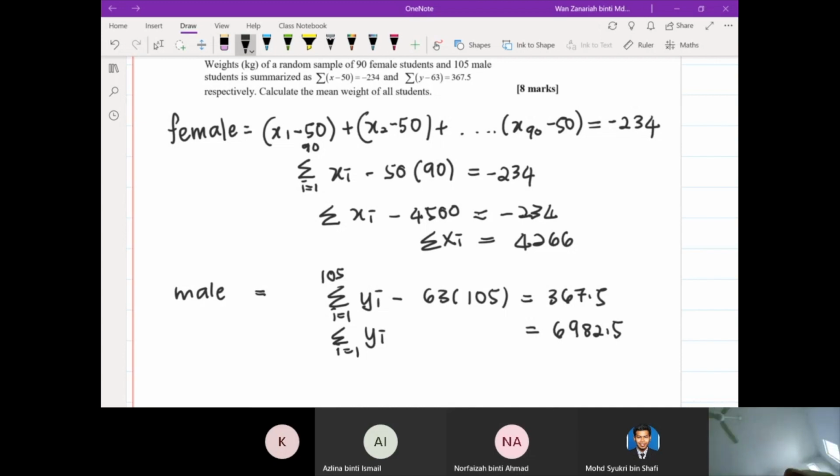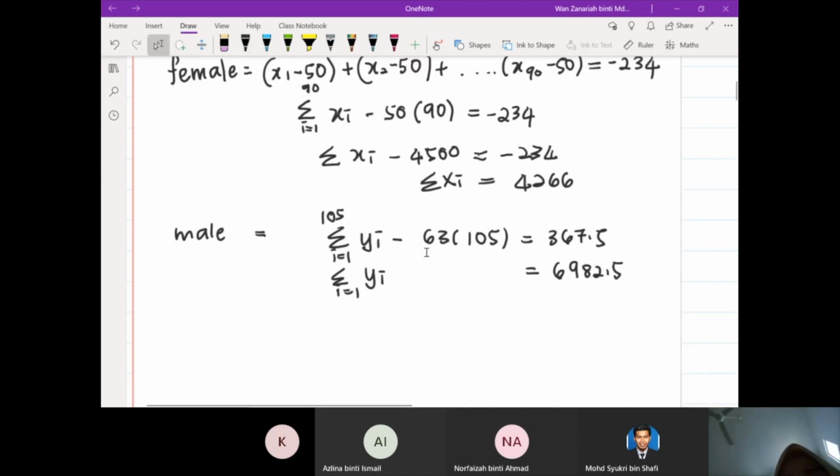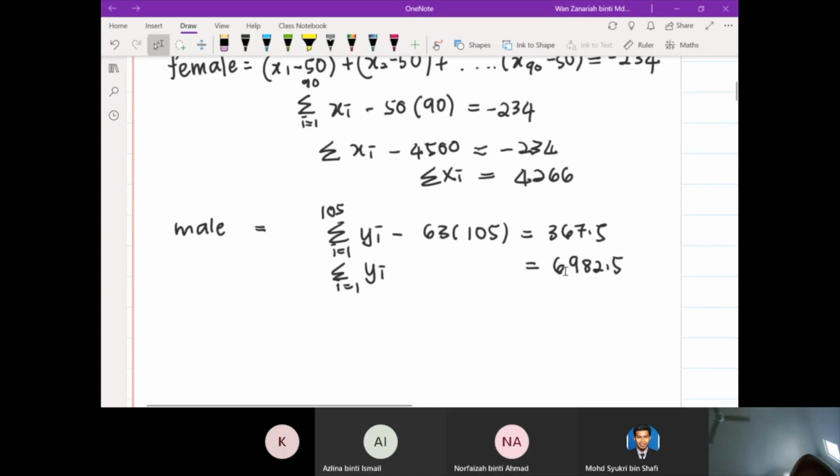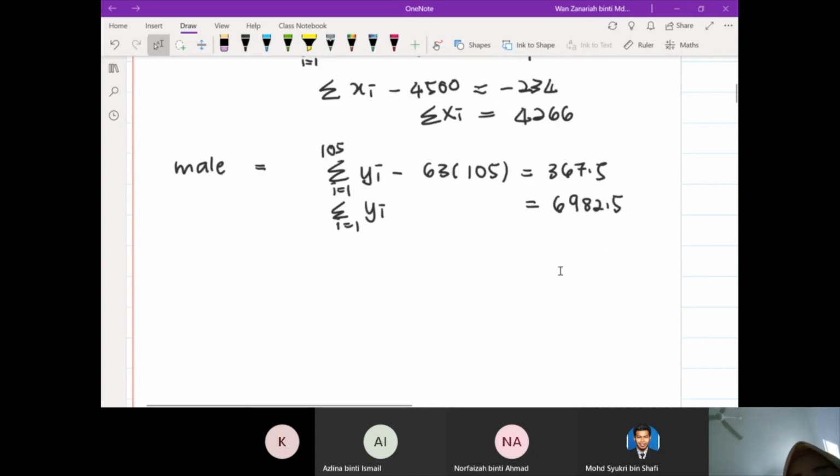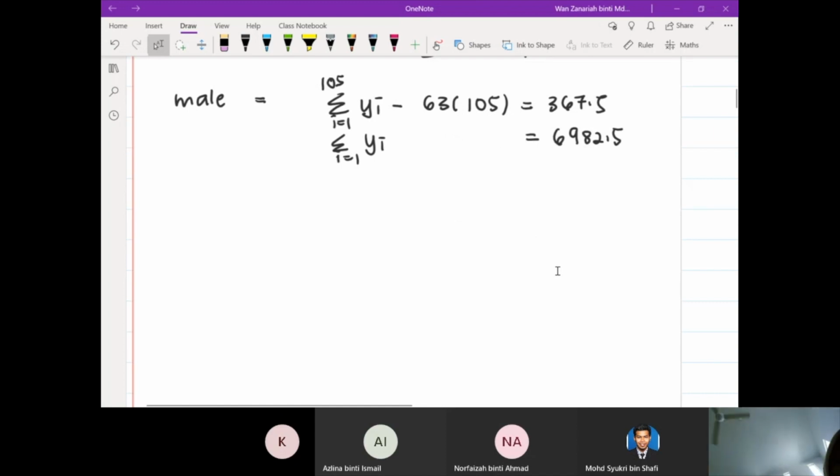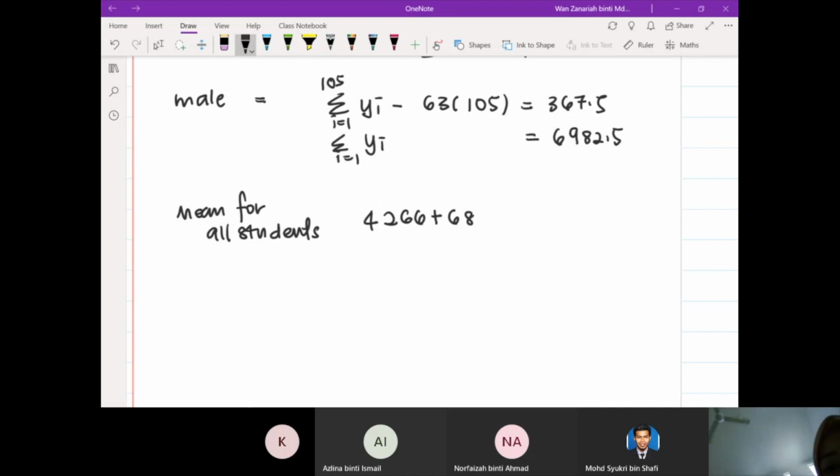Now here we have all the numbers for the weight of male and female. Since the question asks for the mean for all students, we will add up all the numbers of female and male students. So the mean for all students will be 4,266 plus the male 6,982.5, over 90 plus 105, the total number of students, and we will get 57.68. So we can say that the mean, the average weight for all students, is 57.68. Hopefully this will help you to answer this type of question.